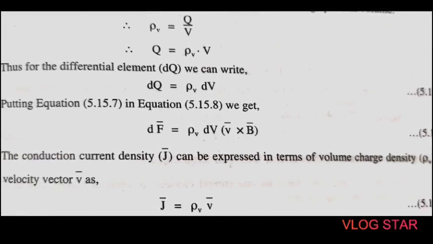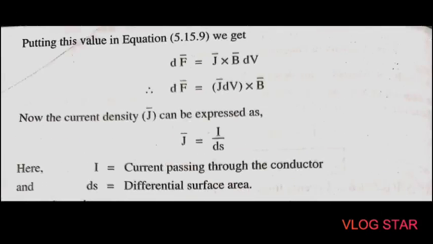Okay, then here the value of dF bar, that is in equation number 2. Suppose this is our equation number 2. So we'll get dQ is equal to rho V dV. So here this dF bar is equal to J bar dV cross B bar, as it is. Okay, so here we'll get the value of this dF bar, that is differential force element. So using that equation we can easily calculate the total value of F bar, which is given by integration of I dl bar cross B bar.